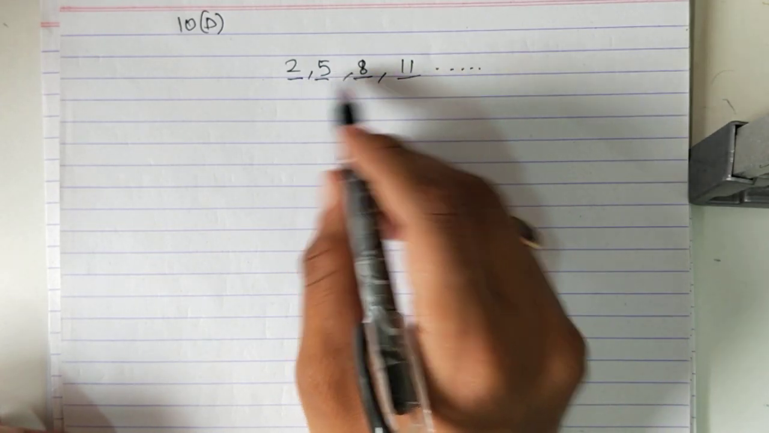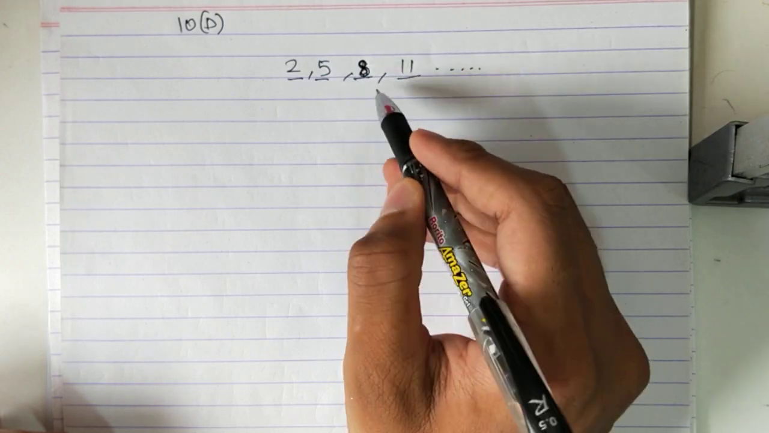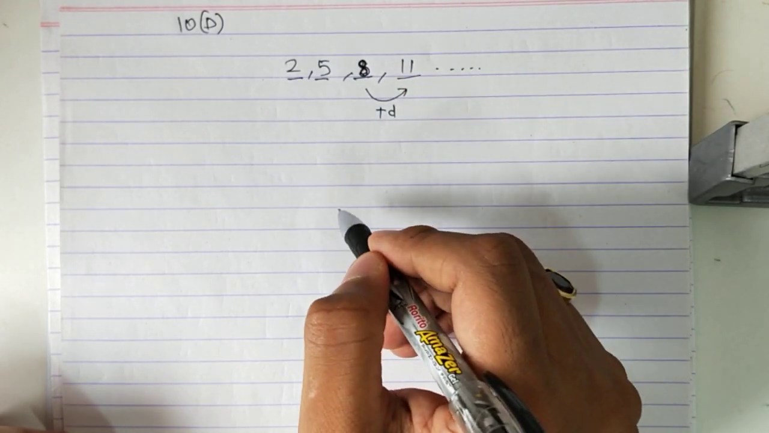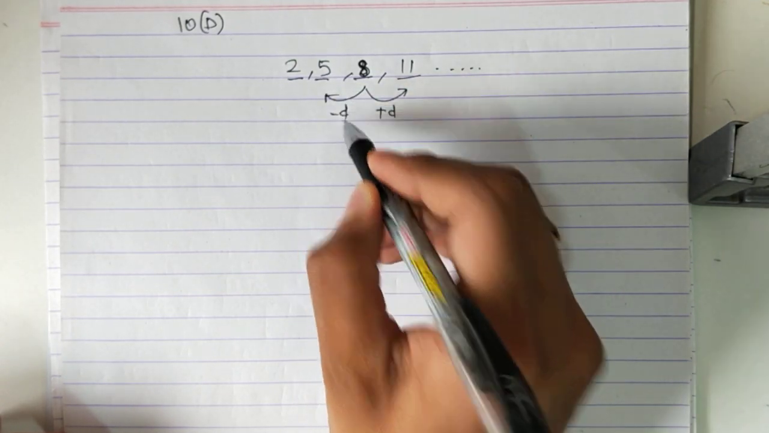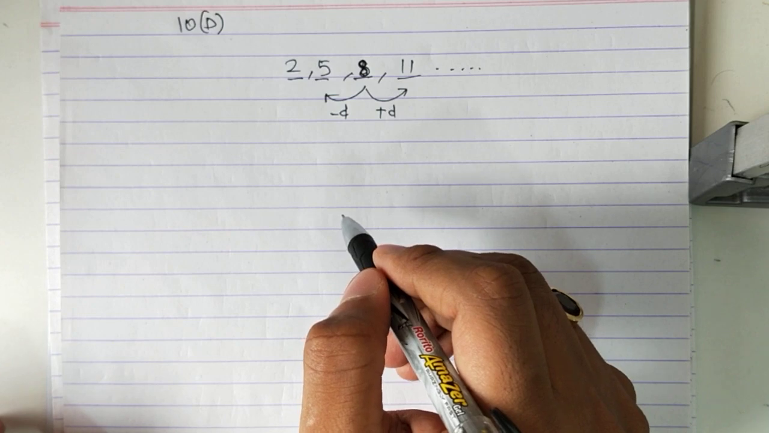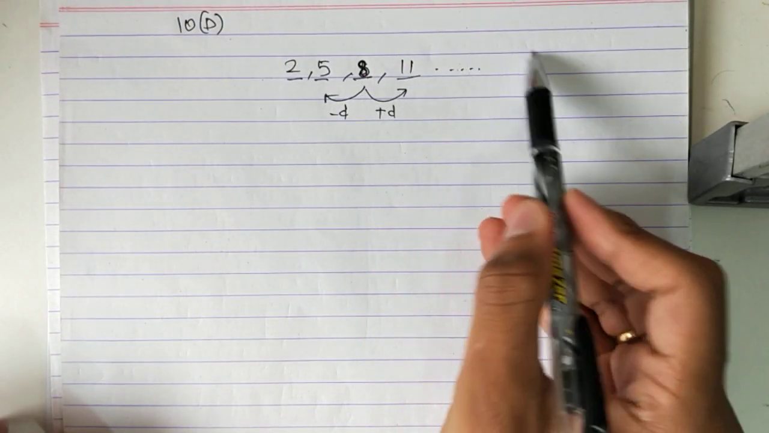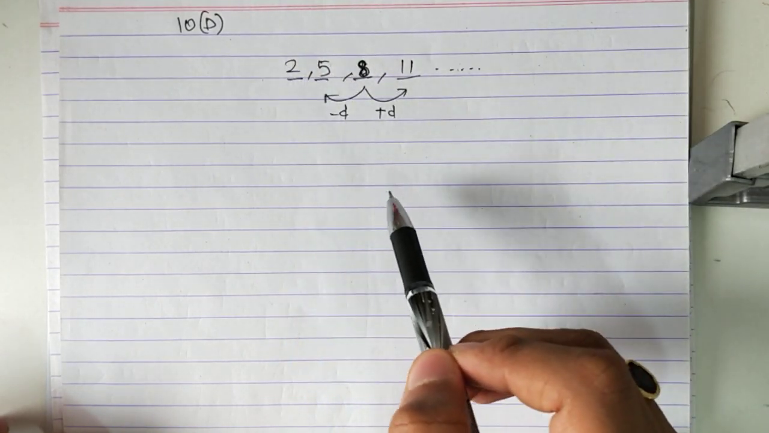So what happens in an AP is that this is a number, say 8, then what will its next number be? You will add the difference. And what will its previous number be? You will subtract the difference. Correct. This is the basics. You keep on adding the difference, you will keep getting the next terms, and if you subtract, you will get the previous terms of the AP.